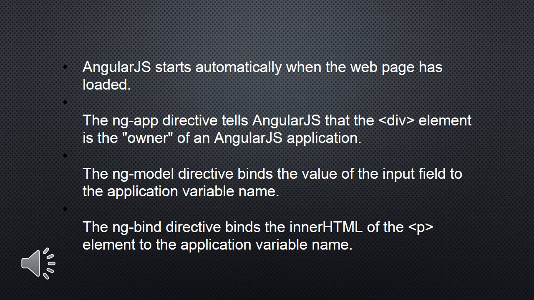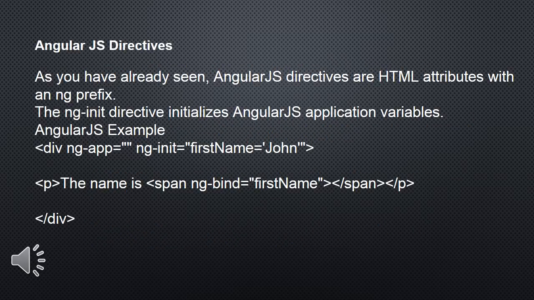The ng-app directive tells AngularJS that the div element is the owner of an AngularJS application. The ng-model directive binds the value of the input field to the application variable name. The ng-bind directive binds the inner HTML of the p element to the application variable name. AngularJS directives. AngularJS directives are used to extend HTML. These are special attributes starting with the ng prefix.